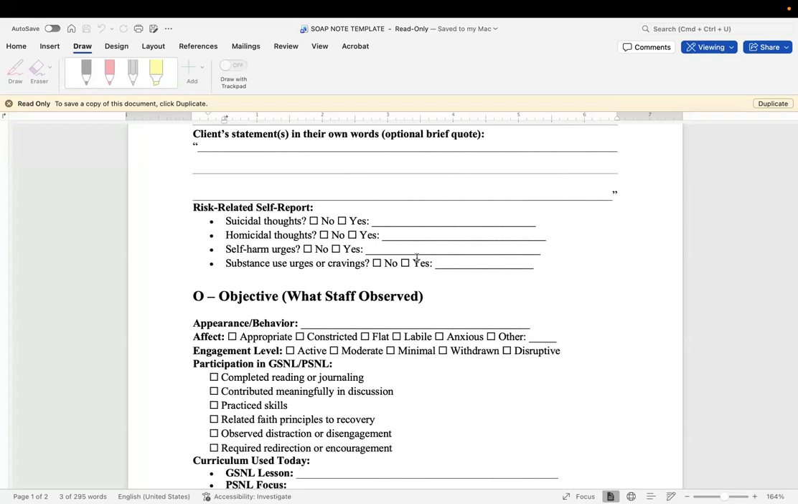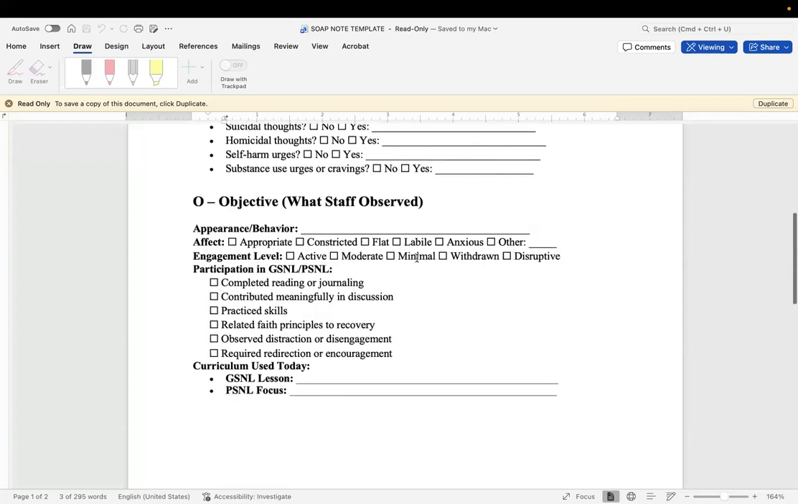If any of these, the suicidal thoughts, homicidal thoughts, or self-harm urges, are yes, then you need to get with your program director, the campus, the house director, and then they will get with us, because we do have to go through some steps with that. That does not mean that they're leaving the campus. That just means that we have to ask some questions. We have to make some notes. We have to do our due diligence to make sure that they're sound, safe, and secure. Same thing that you're wanting to do.